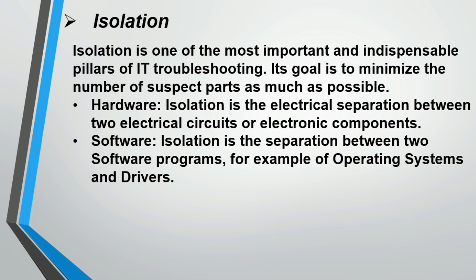Isolation. Isolation is one of the most important and indispensable pillars of IT troubleshooting. Its goal is to minimize the number of suspect parts as much as possible. In this process, we can deal with 2 types of isolation: hardware isolation and software isolation.